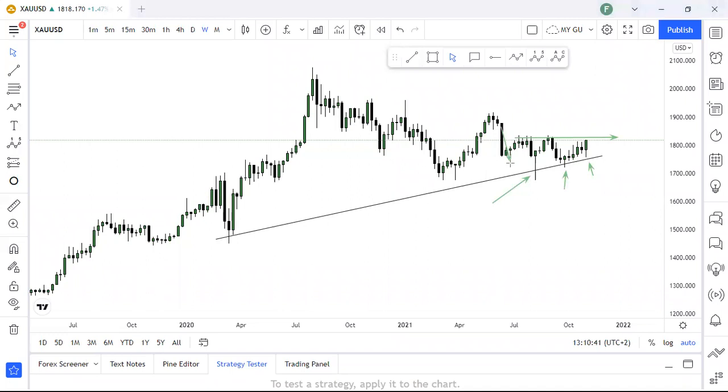Okay, some people might say head and shoulder, right? For price to go higher. All right, we have that in mind. Some people might even call it a W formation, right? For price to go higher.